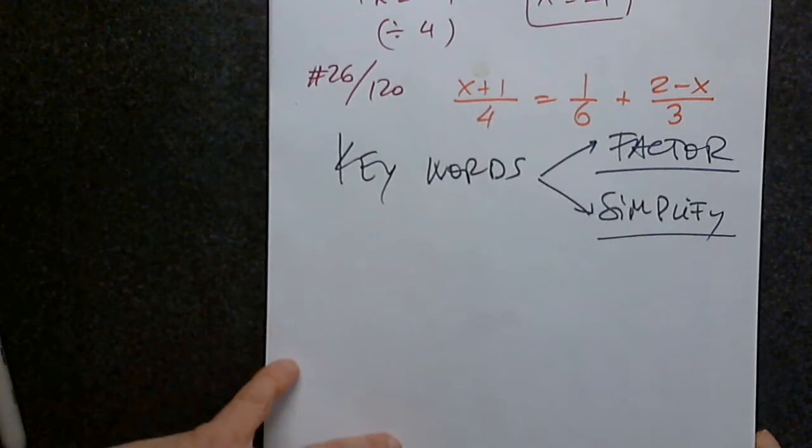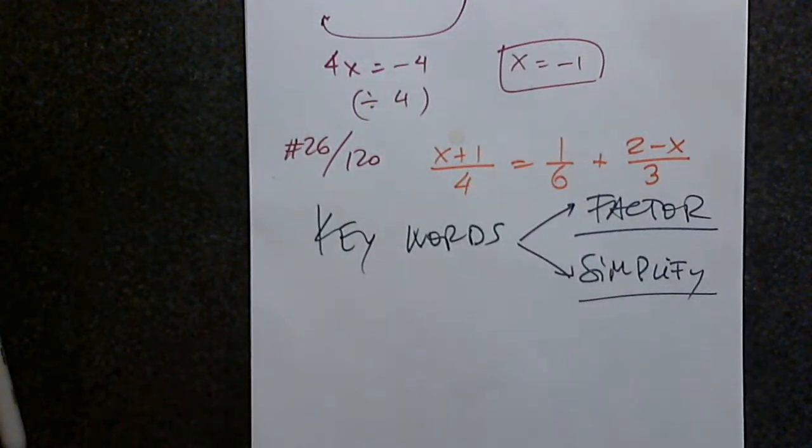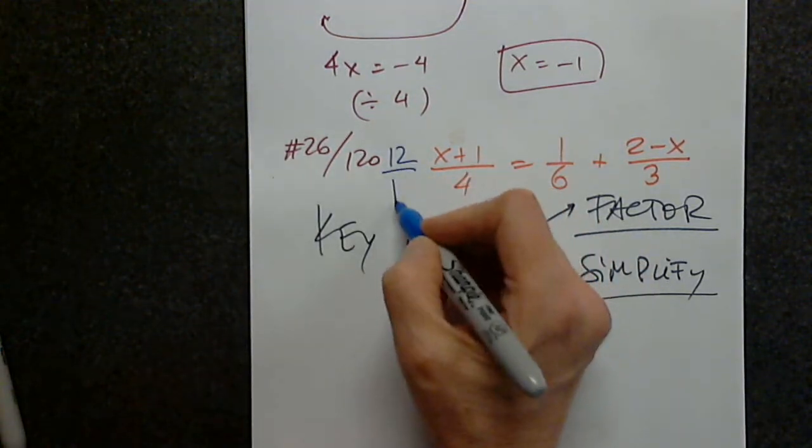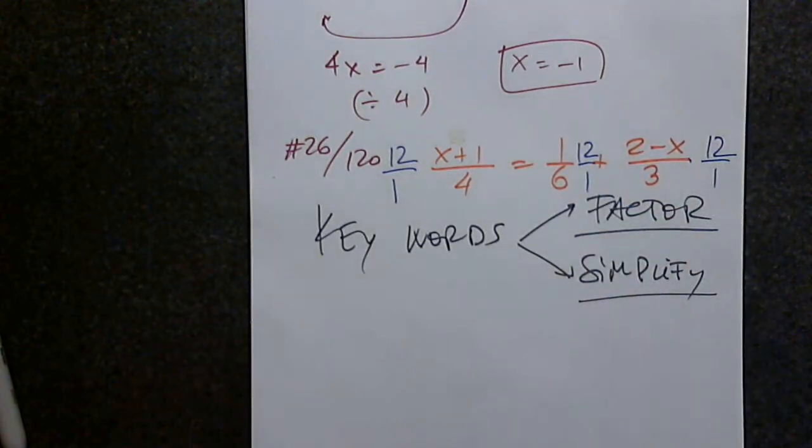Okay, here is what I recommend you should write. Of course, I accept other methods. But since I'm multiplying fractions, I'll multiply by 12 over 1, I'll multiply by 12 over 1, and I'll multiply by 12 over 1. So always simplify before you multiply.